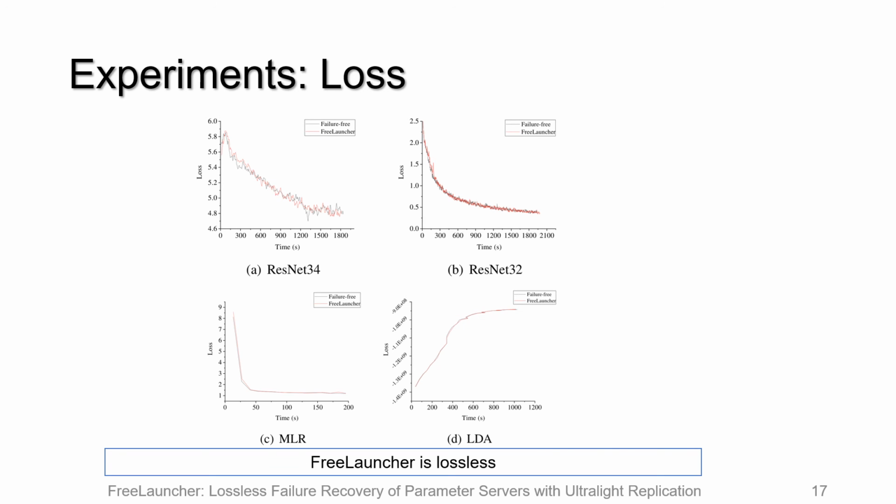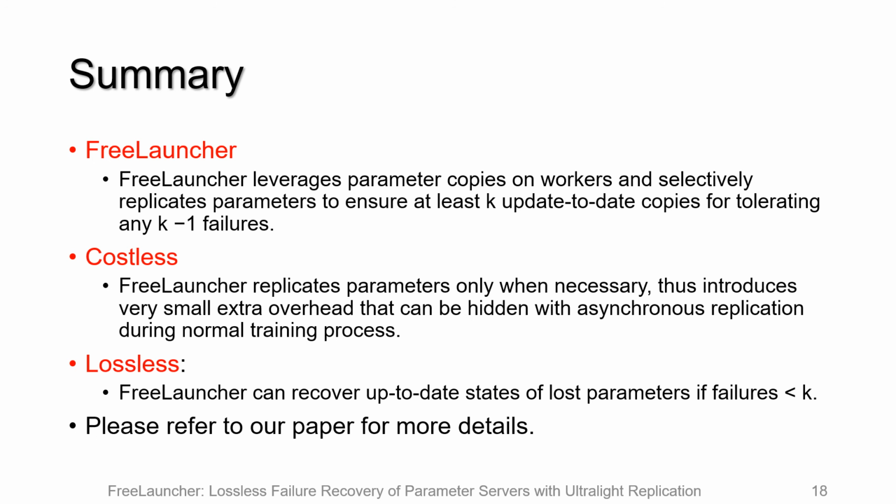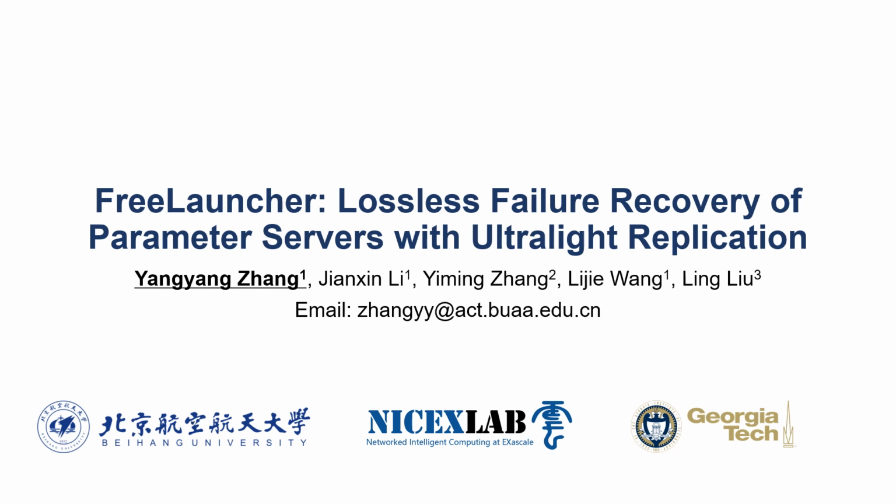We compared the training loss of recovered parameters and failure-free training loss. It can be observed that FreeLauncher has no obvious errors or training delays in the training loss. Thus, FreeLauncher is lossless. In summary, FreeLauncher is a costless and lossless failure recovery method for parameter server systems. Please refer to our paper for more details. That's all. Thank you for listening.